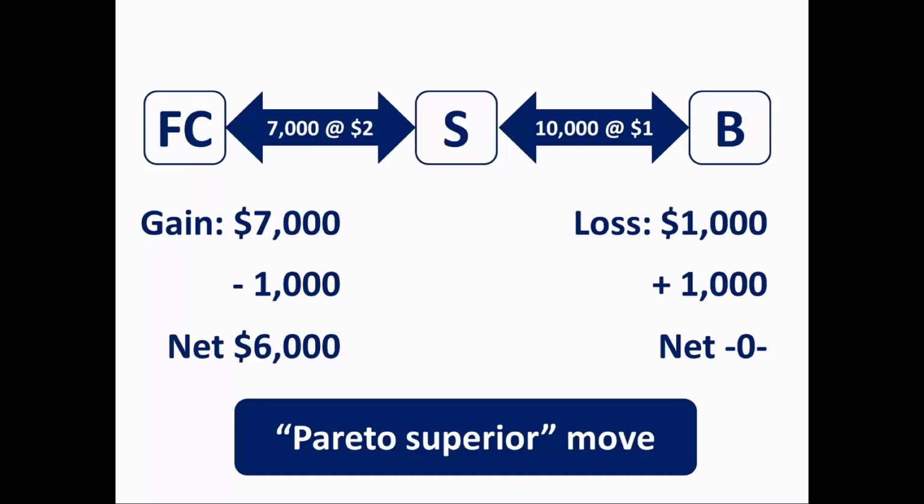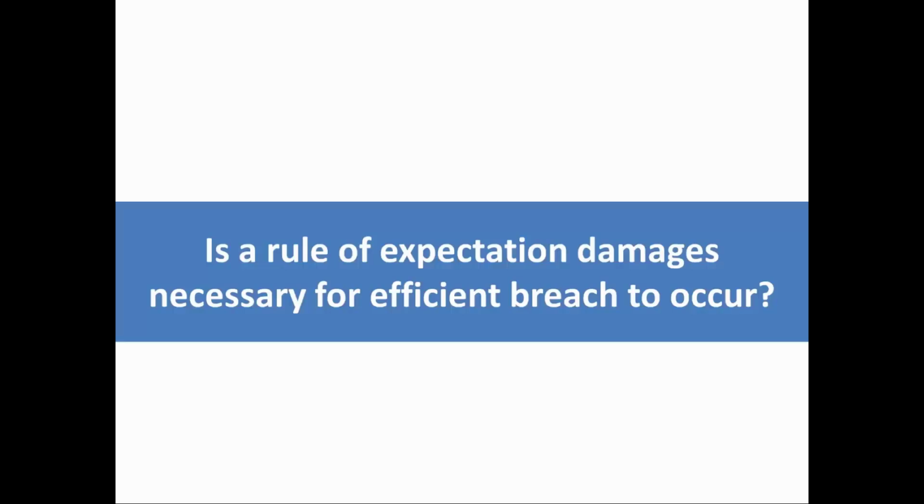But let's ask ourselves if a rule of compensatory or expectation damages is necessary to achieve this desirable result. Suppose in this widget hypothetical that I'm the seller, and I must pay 20 times the contract price, or suffer the death penalty if I breach. What would you expect to happen? Please pause the video now to jot down your answer to this question.